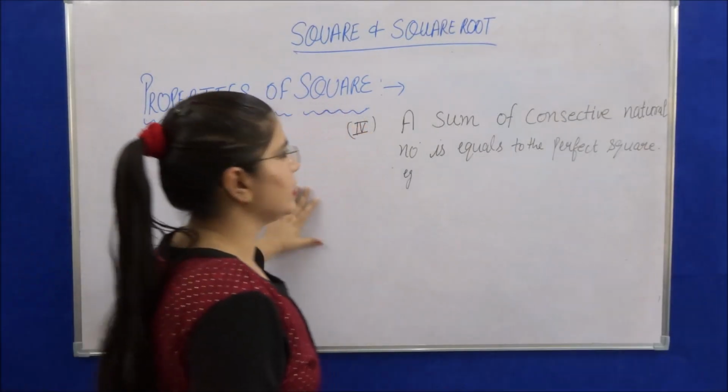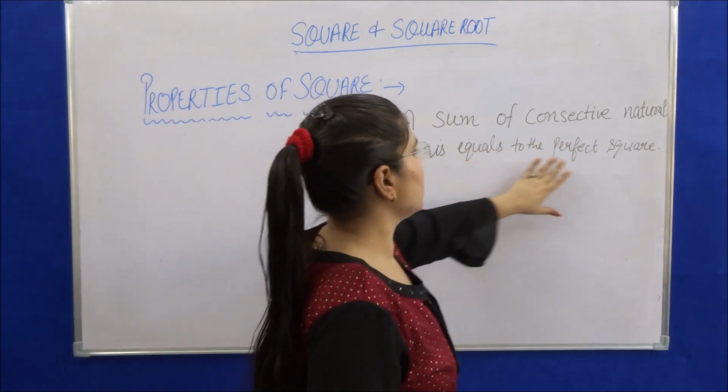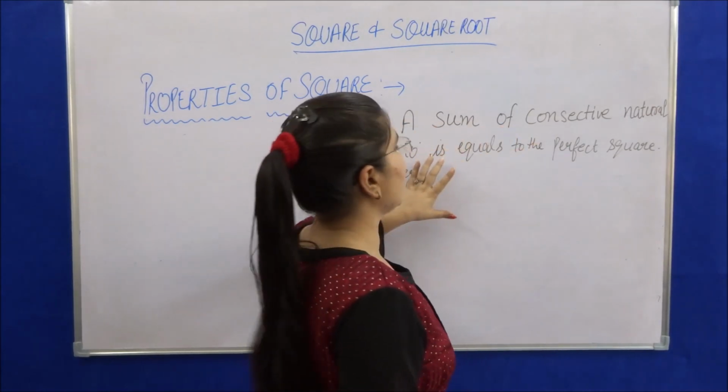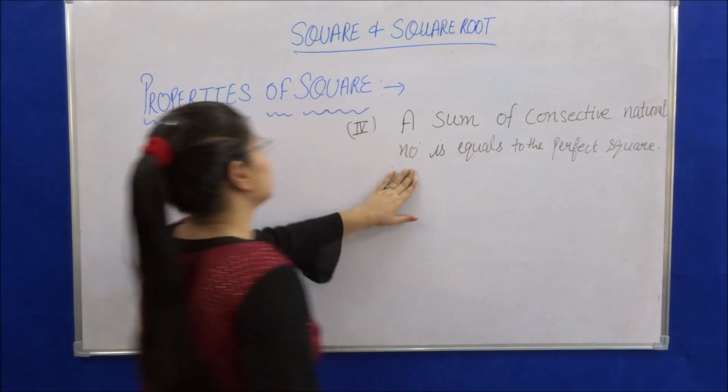Now let's consider our fourth property. A sum of consecutive natural numbers is equal to a perfect square. Now let us consider an example.